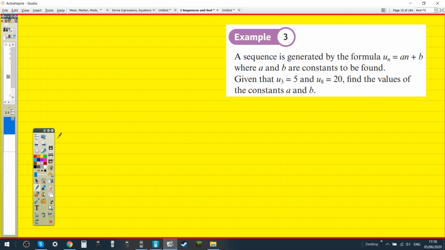So are they basically saying that the third term of the sequence is 5 and the eighth is 8? Yeah. And so would I then need to find the difference of 5 and 20? Yep. Which is 15.